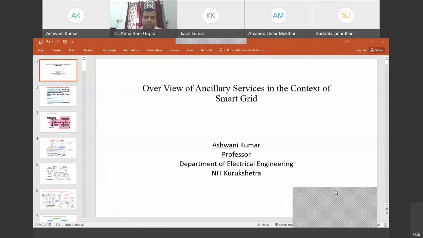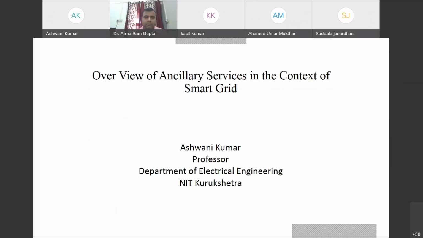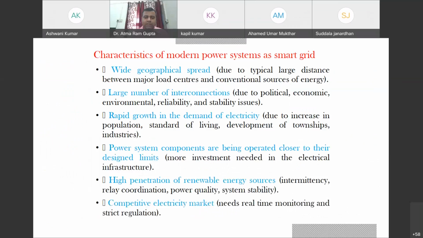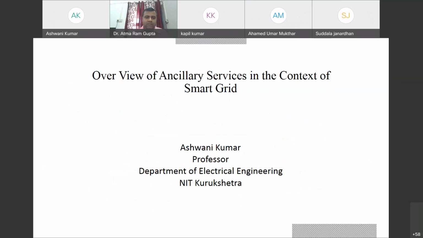Dr. Gupta, PPT is visible? Yes, sir, PPT is visible. Okay, so I will go to the slideshow and start from the beginning. Full screen is visible? Yes, sir, full screen is visible. And it is rolling as well? Yes, sir. Okay, fine.